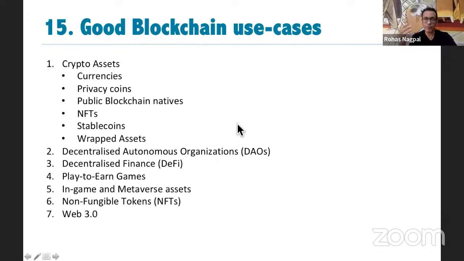Then you have public blockchain natives, which is what? Ethereum blockchain, ETH is the native. Solana blockchain, SOL is the native. Now, SOL is not a medium of exchange, so we don't call it currency. We call it a public blockchain native.